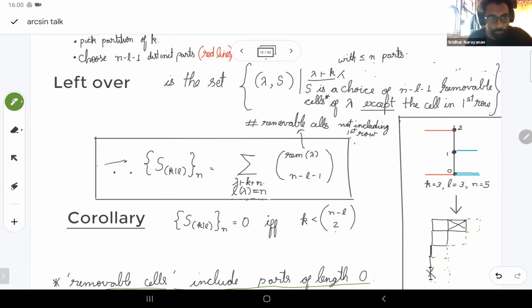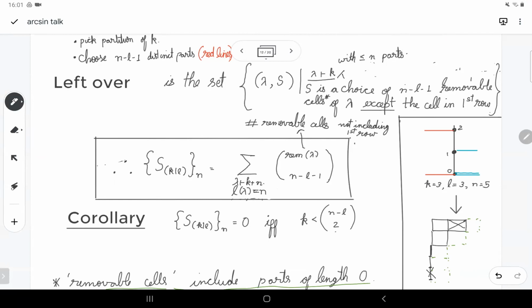Which part? So this, you said that the moment of the sign is equal to the number of partitions of what, K plus n, or what was that? Yeah, it's a sum over all partitions of K plus n which have length exactly equal to n.